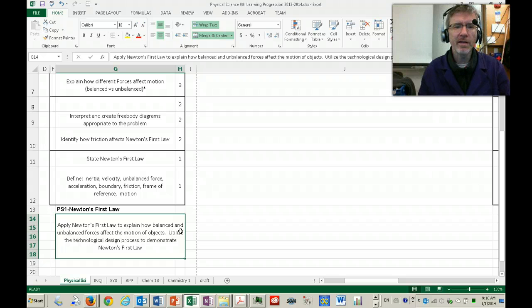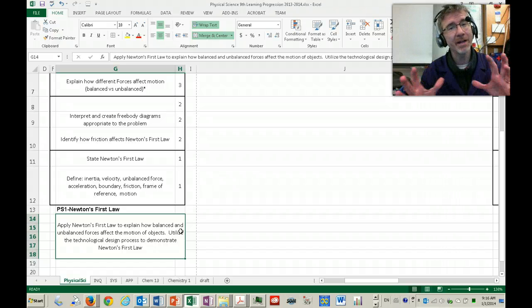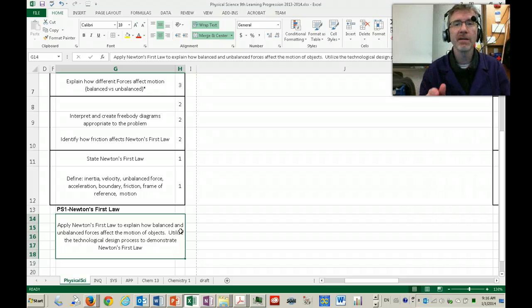Newton's first law: you need to apply Newton's first law to explain how balanced and unbalanced forces affect the motion of objects, and then utilize the technical design process to illustrate Newton's first law. So Newton's first law, simply put: in the absence of an unbalanced force, an object will either stay at rest if it's at rest, or if it's moving, will move at a constant velocity in a straight line. Okay?